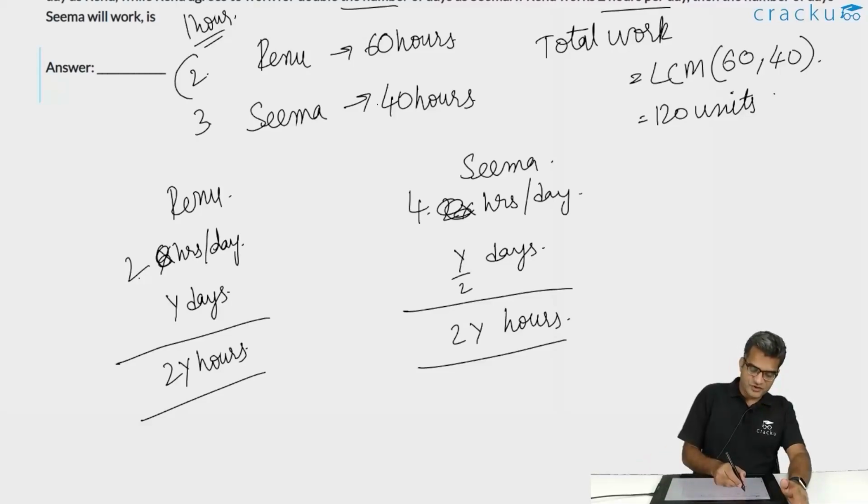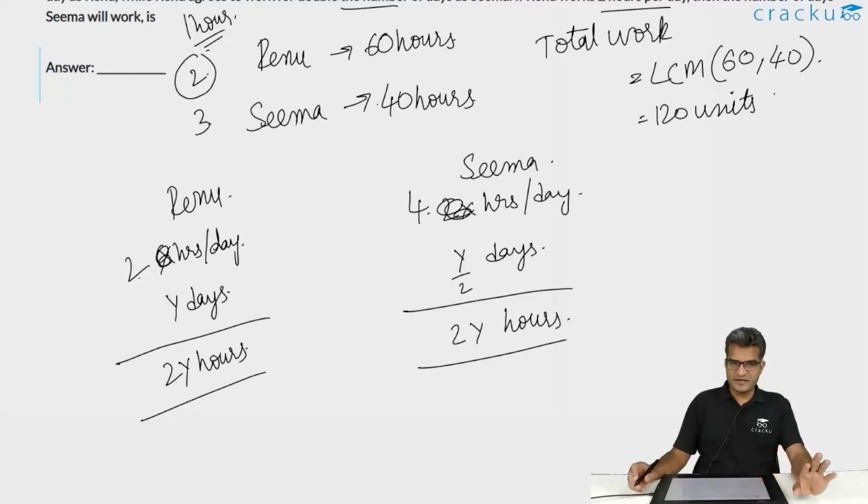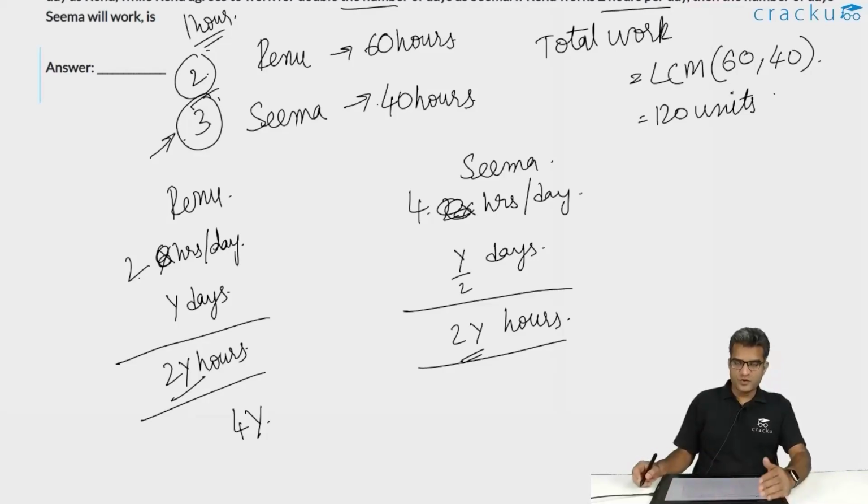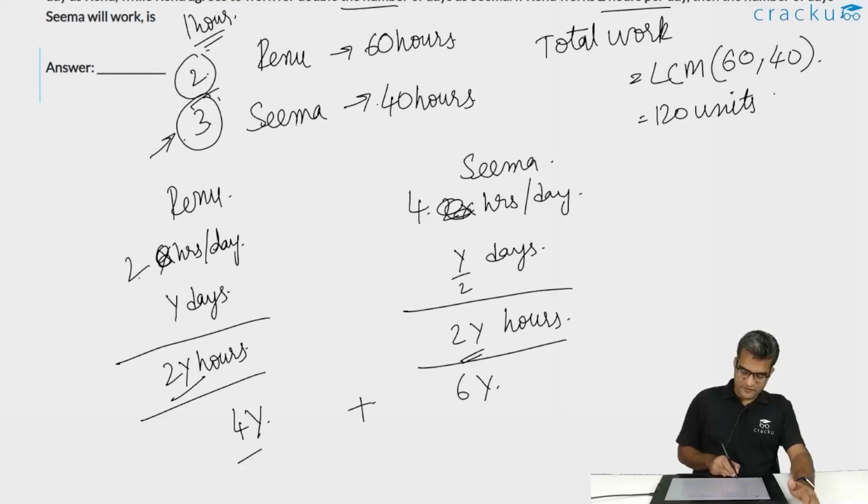In 1 hour, Renu does 2 units of work. So the total work done by Renu is 2y into 2, which is 4y units. In 1 hour, Seema does 3 units of work. So in 2y hours, she does 6y units of work. Now the total work that is done is 4y plus 6y. This has to equal 120 units. Or the value of 10y is 120. So the value of y is 12.